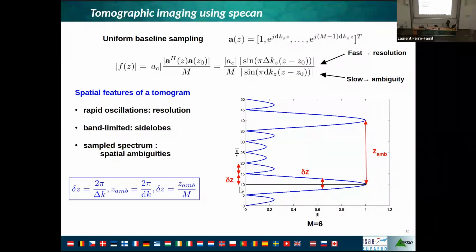So sampling is very important. You need to have a small sampling in order to have a large height of ambiguity, or at least a height of ambiguity which is much larger than the extent of the scene you want to measure in elevation. But you want to have also a nice resolution. Then you need to have a large bandwidth here, given by delta K. So it's a bit contradictory. Anyway, you need to have a large number of images because you need a small spacing and a large extent at the end. Okay. The ratio between the ambiguity and the resolution is given by the number of images.